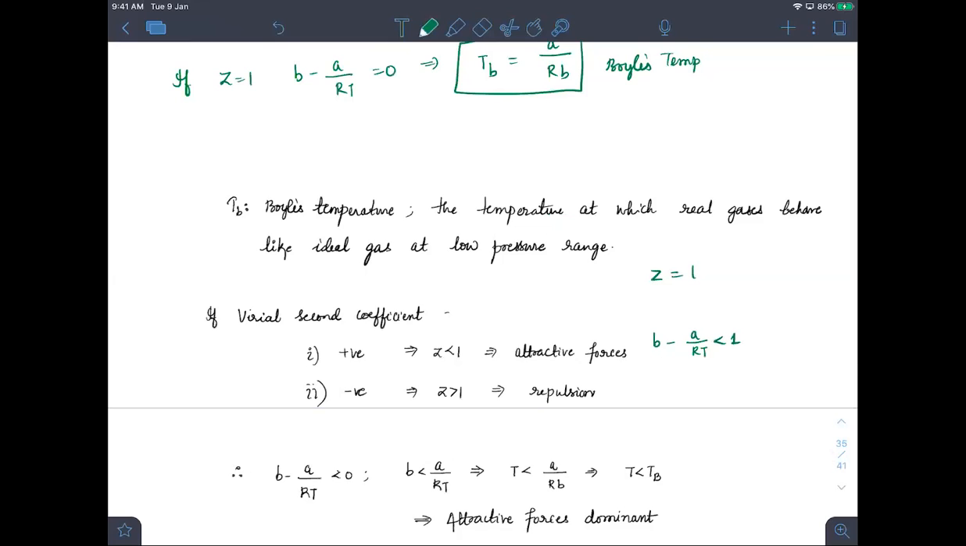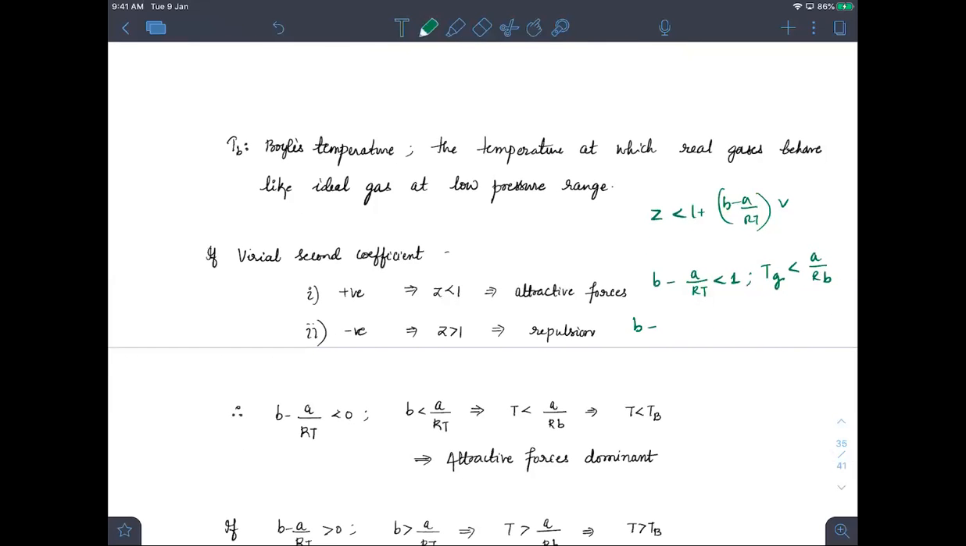Because Z is equal to 1 plus (b minus a by RT) into 1 by V, imagine if Z is less than 1. If this is less than 1, which means this part has to be less than 1 only, or else it will become a bigger value. So b minus a by RT should be less than 1. So I can say that temperature of a gas would be less than a by Rb here. Same way, b minus a by RT, if Z is greater than 1, this will be greater than 1, and temperature of a gas would be greater than a by Rb.